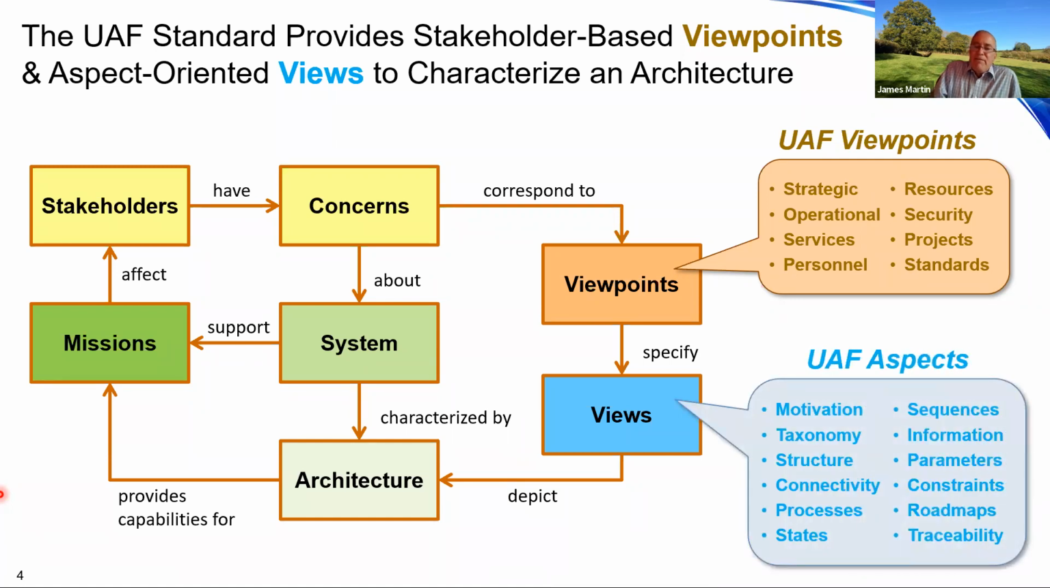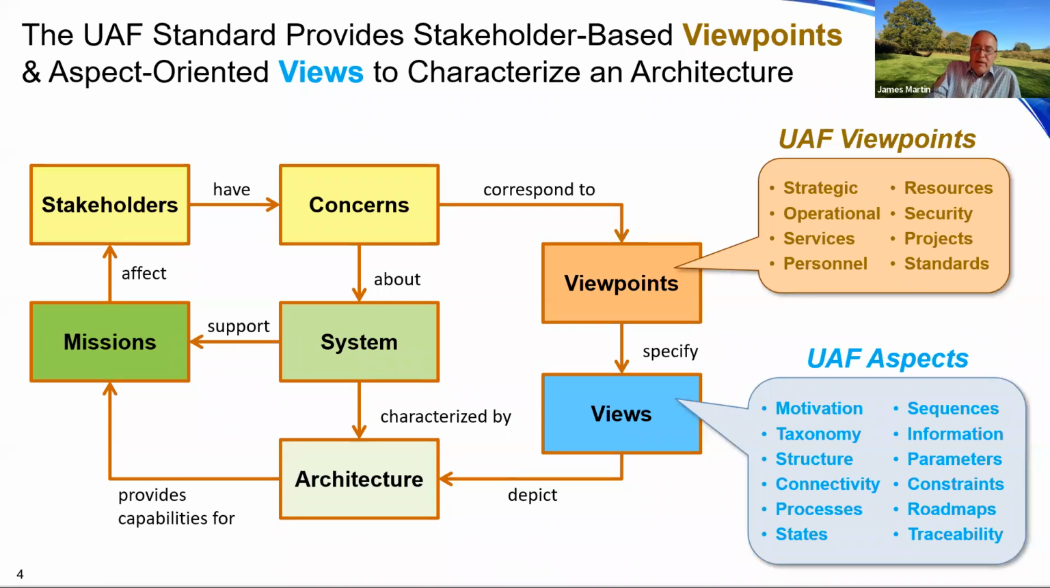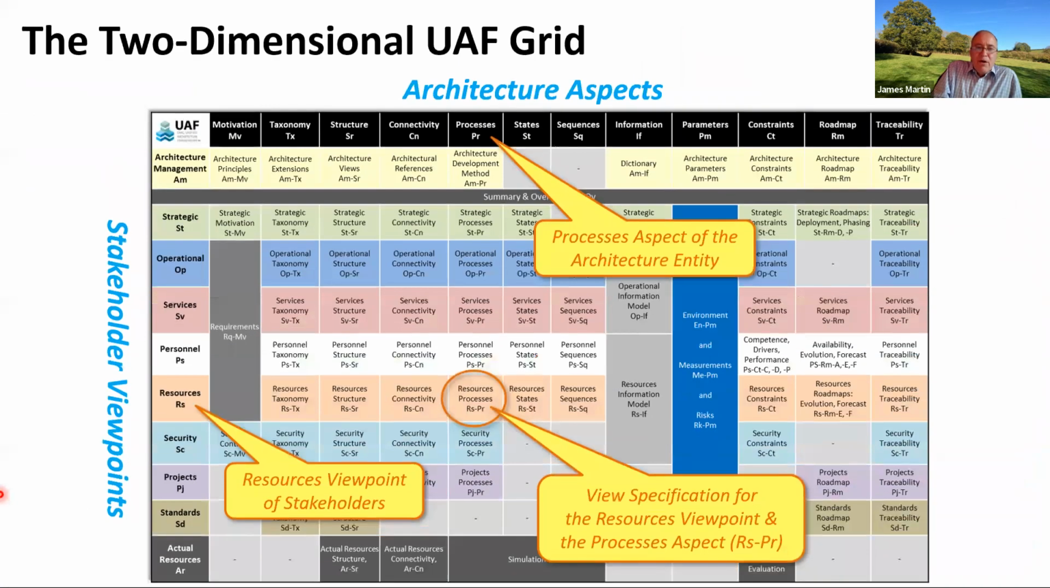The UAF also defines a number of aspects. In the previous version of UAF, these were called model kinds, but we changed that partly because not all of these are kinds of models, and you don't necessarily have to build a model to be able to create these views from these aspects. So we organize the aspects and stakeholder viewpoints in a two-dimensional grid. You can see the aspects going across the top. Each column represents a different kind of aspect.